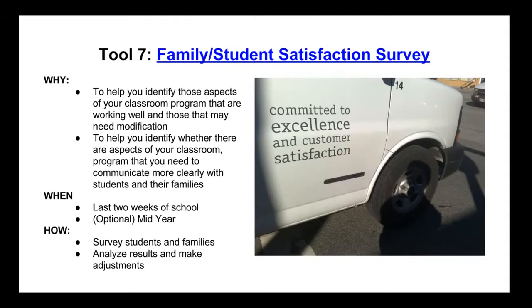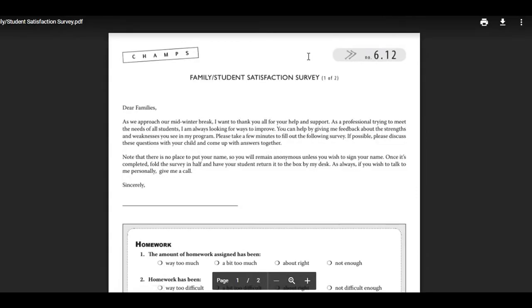Tool 7, the Family Student Satisfaction Survey. This is much like customer satisfaction, and this is a short survey to discover how families and students feel about your classroom and learning. It also will help you determine the best way to communicate or share information with families. Middle and high school teachers typically collaborate as they don't want too many surveys going home to families, but once the survey is completed, hopefully the data can be analyzed and adjustments can be made. And hopefully those adjustments will lead to improved classroom behavior.